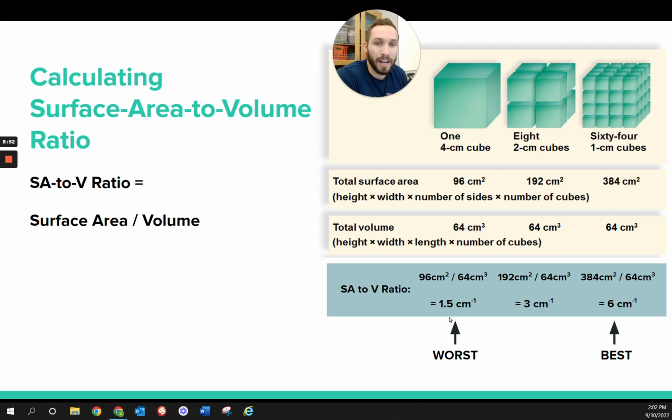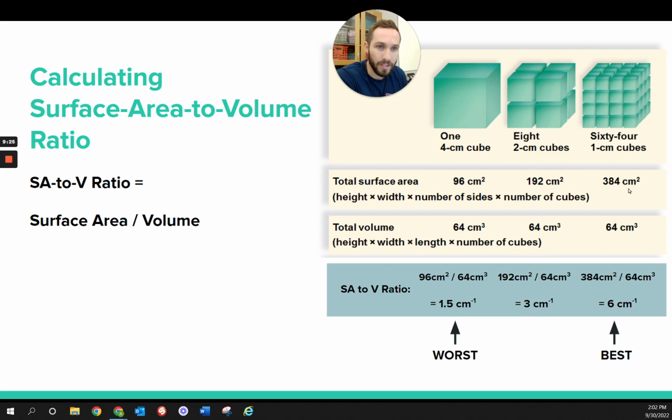And so here I calculate the surface area to volume ratio. To calculate it, you take the surface area and you divide by the volume. Let me repeat that. You do the surface area divided by the volume. Please don't do it the wrong way. Don't do the volume divided by the surface area. That's going to give you the volume to surface area ratio, which is not what we want. We want the surface area to volume ratio. And when you take the surface area of this guy and divide it by its volume, you get this number right here, 1.5. Or if you take the surface area of this guy and you divide it by its volume, you get 3.